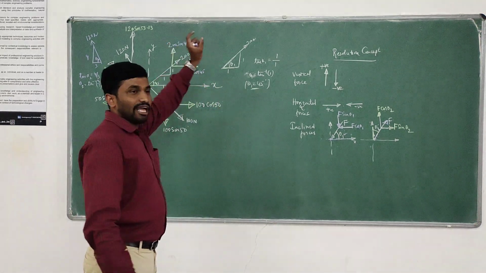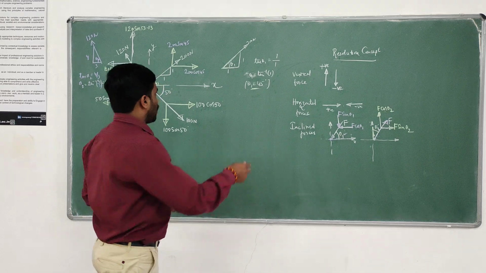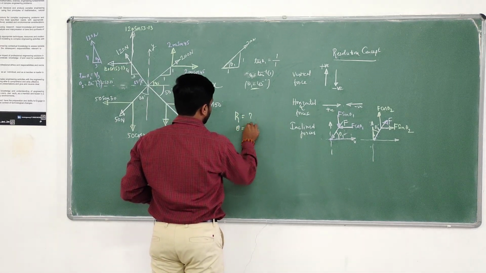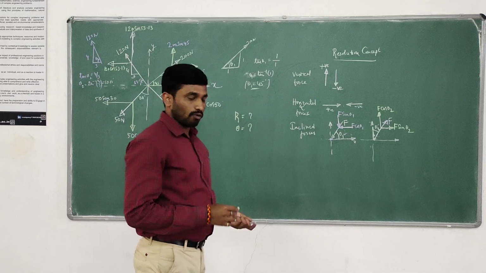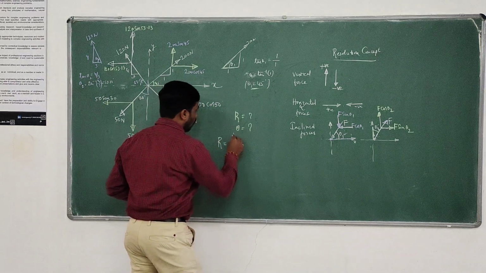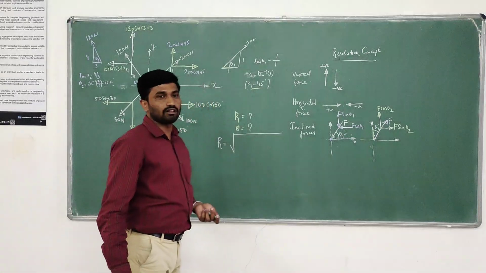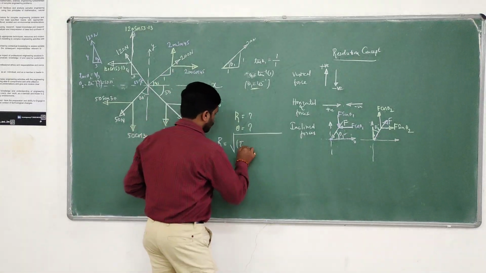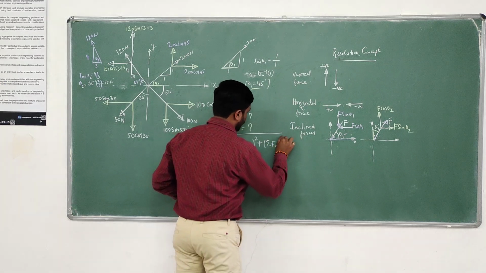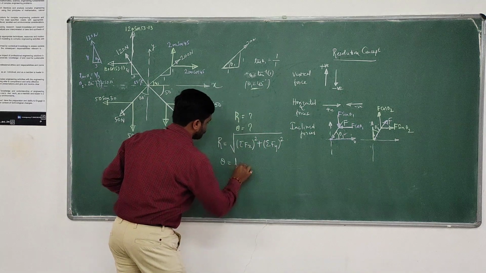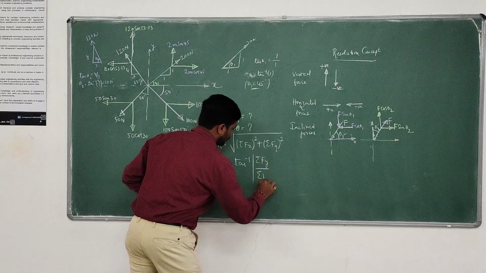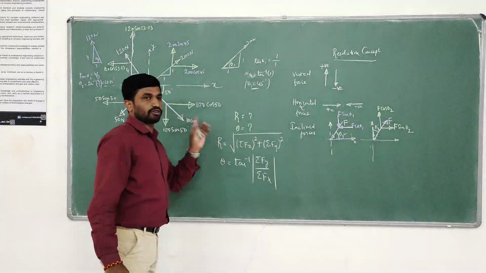What is the ultimate aim of the problem? The ultimate aim of the problem is to compute the resultant and the inclination of the resultant. What is R? R is the resultant, that is the sum of all horizontal as well as vertical forces. R equals square root of sigma fx square plus sigma fy square, and theta equals tan inverse of sigma fy by sigma fx. These are the two equations.